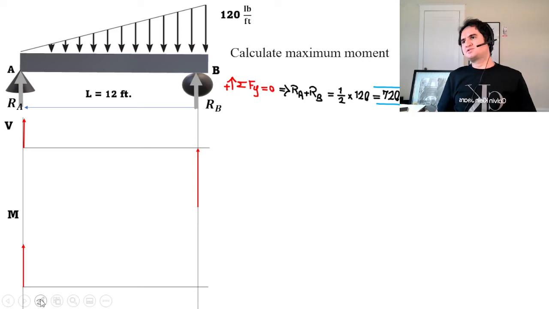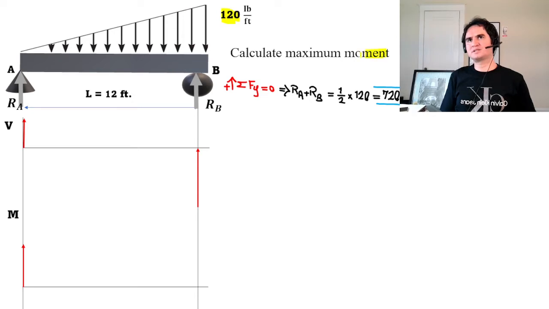In this example, consider a simply supported beam carrying a distributed load W of 120. We want to calculate the maximum moment on this beam configuration. The length is 12, W is 120 pounds per foot, and let's develop a summation of forces in y.